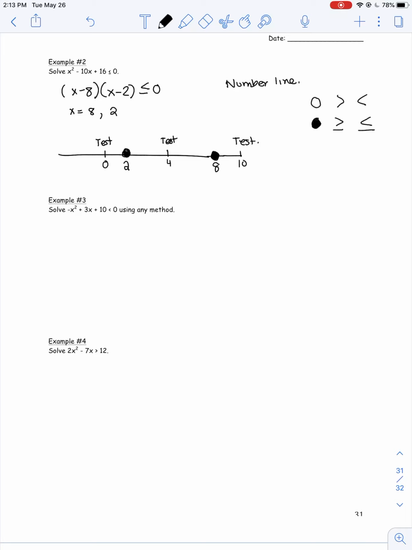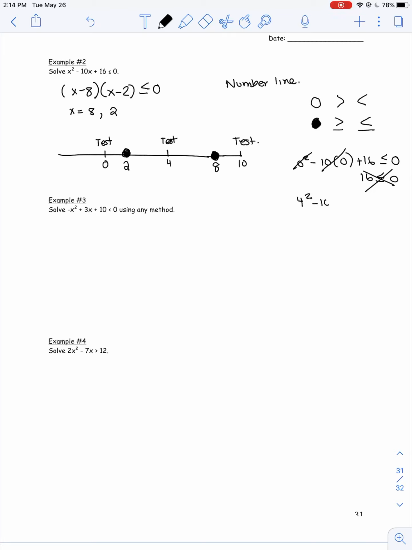So we're going to plug in 0 into the equation. So you can plug it into the original equation to see what happens. So we can go 0 squared minus 10 times 0 plus 16. Is it less than or equal to 0? So that's our question. Well, this is 0, this is 0. So is 16 less than or equal to 0? No, it's not. So that's not true. So we do not include the region that is less than 2. So that is not the answer.